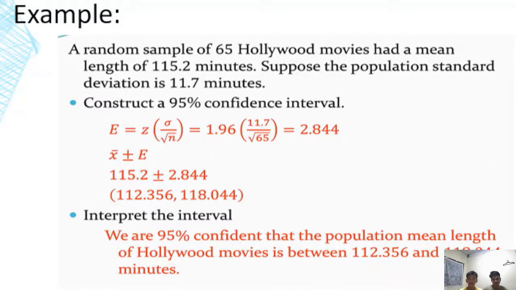At ang sunod natin ay pagmamainasin natin sila. Tulad ng 115.2 minus 2.844, at nakuha natin ang 112.356. Interpret the interval: we are 95% confident that the population mean length of Hollywood movies is between 112.356 and 118.044.